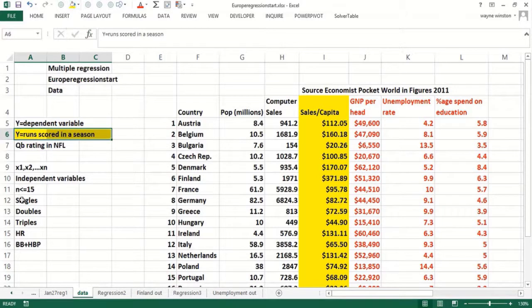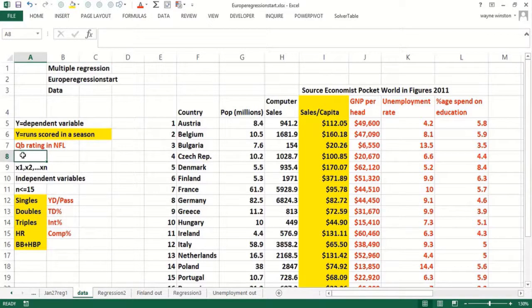Okay. So another example might be the QB rating in the NFL. We can make that red. The quarterback rating in the NFL was based on yards per pass, touchdown percentage, interception percentage, and completion percentage. And if you know those four things, you can determine very accurately what a player's quarterback rating is.